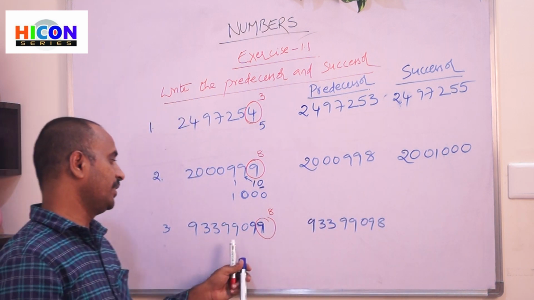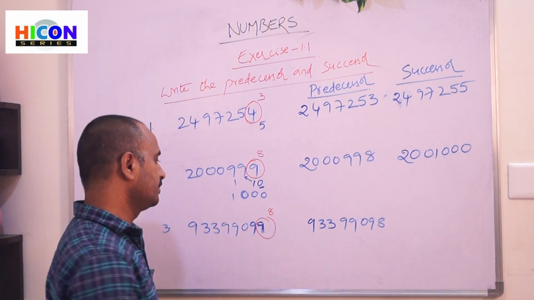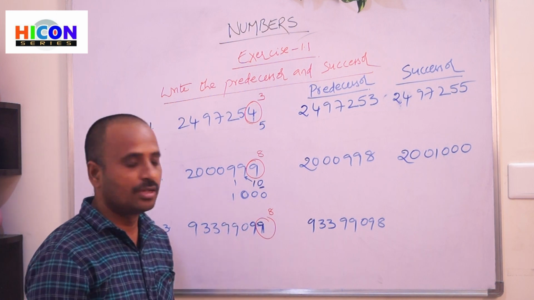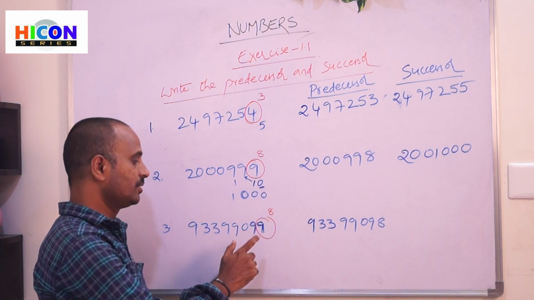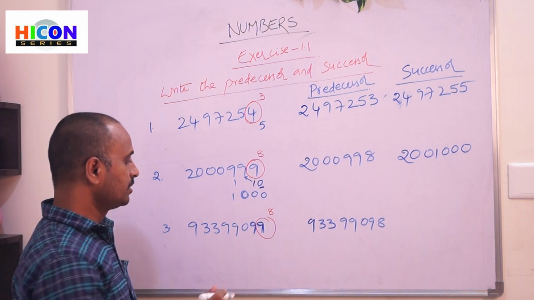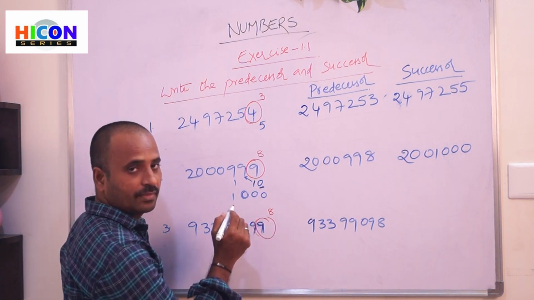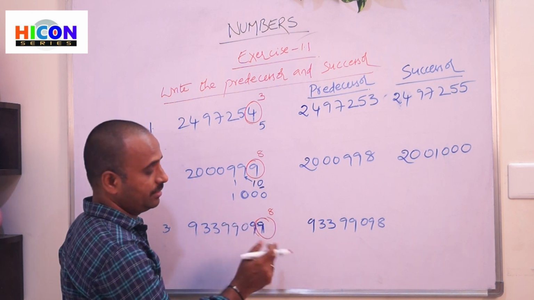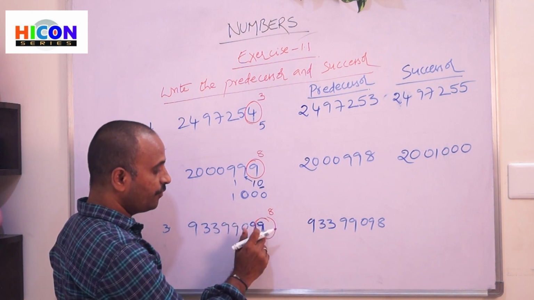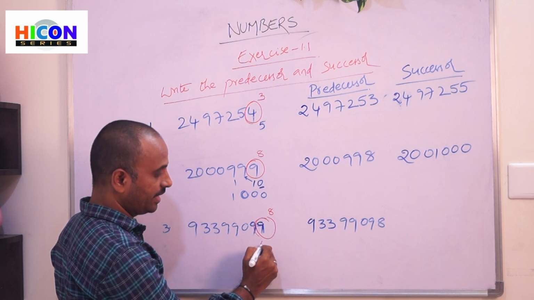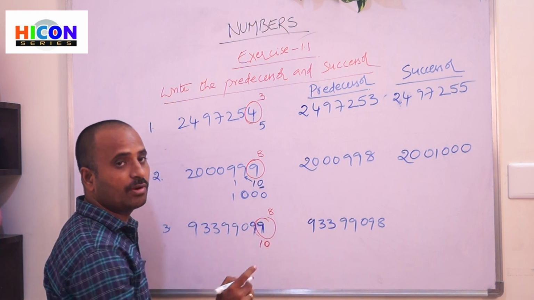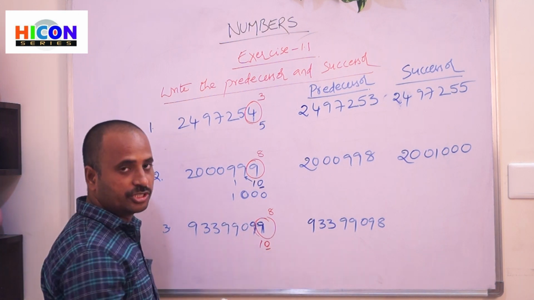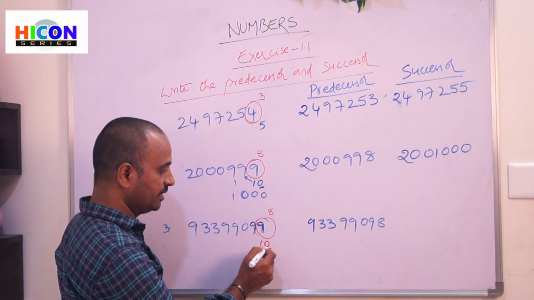Now write the successor for this number. Again we have to add 1 to this number, then we will get the successor. So how can we add 1 to this number? Again take the last digit. Here the last digit is 9 and we have to write the after number for the 9. After 9 we will get 10. That means there are no ones in this place.